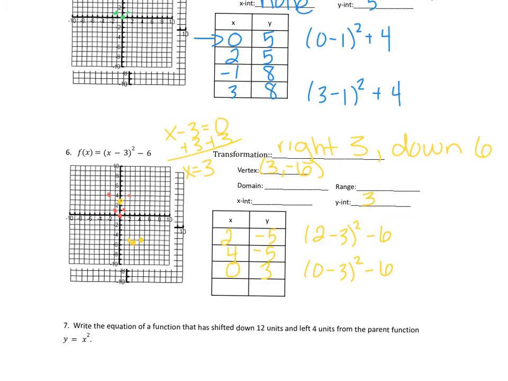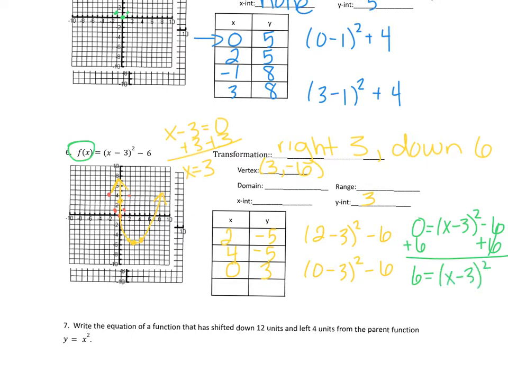Okay. If you wanted, you can find some other points, but that's okay. But let's look at the x-intercept, okay? That one doesn't come quite as easily as it has before. So to find an x-intercept, you need to plug 0 in for y, or f of x. So I'm going to have 0 equals x minus 3 squared minus 6. So I'm going to add 6, so 6 equals x minus 3 squared.